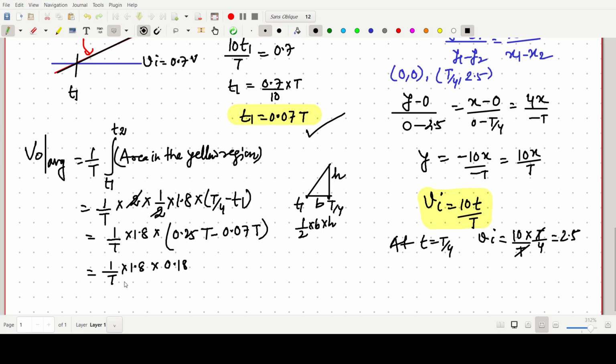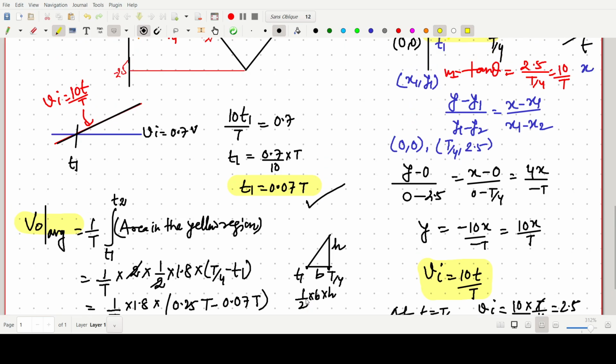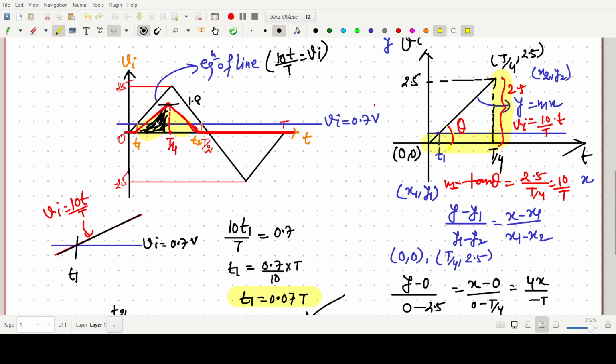0.18 T. This T and this T will cancel out. If we multiply 1.8 into 0.18, it will come 0.324 volt. So our V naught voltage will be simply 0.324 volt. So we can easily find this area, because we find this area, double it, and go with 1 by T time period.